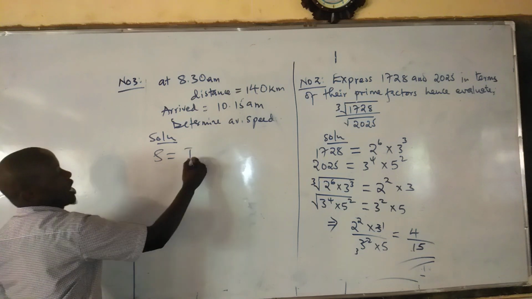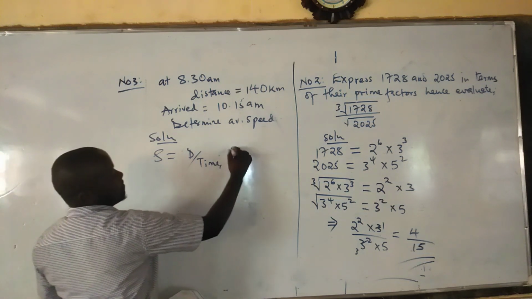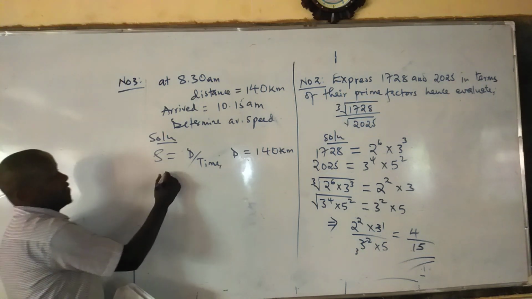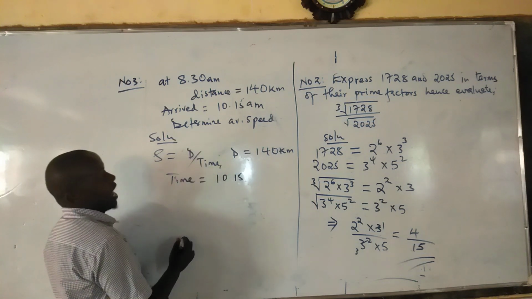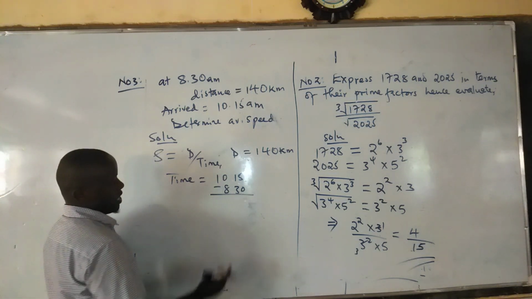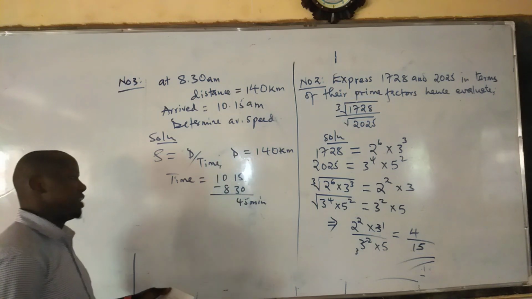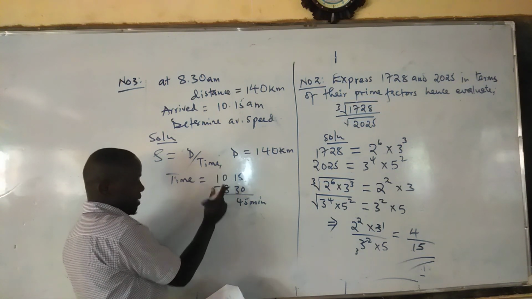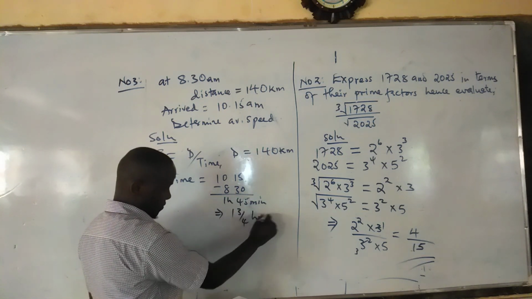We know that speed is equal to distance divided by time. In this case, the distance is 140 kilometers from his home to the aunt's home. Then to get the time, because we have the time he arrived, 10:15, and the time he departed, we can subtract. And this should be 45 minutes, because we carry 1 hour as 60 minutes plus 15 gets 75 minus 30, 45 minutes. This is now 9 minus 8, 1 hour. So 1 hour 45 minutes, which is the same as 1 and 3/4 hours.